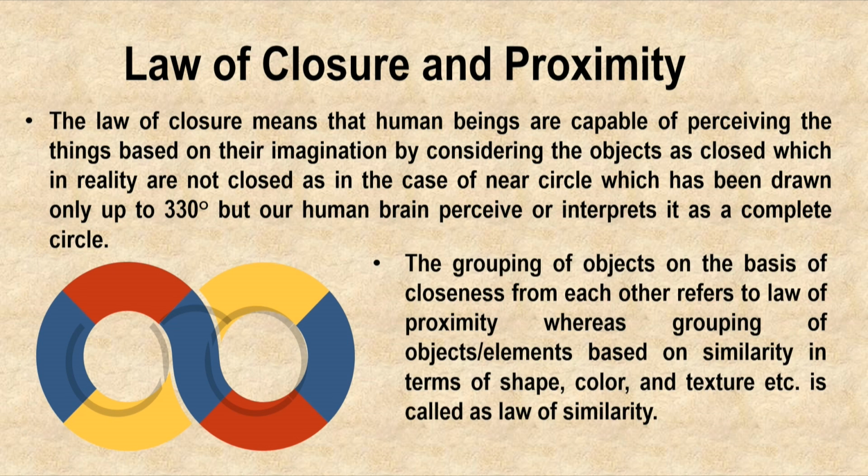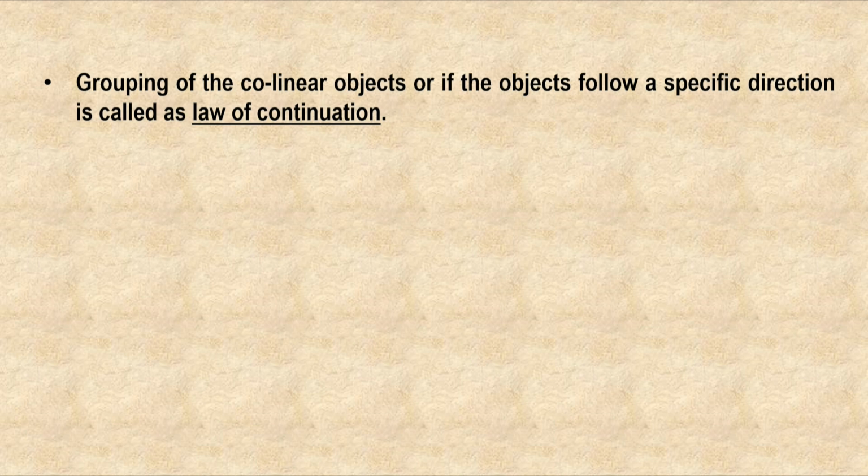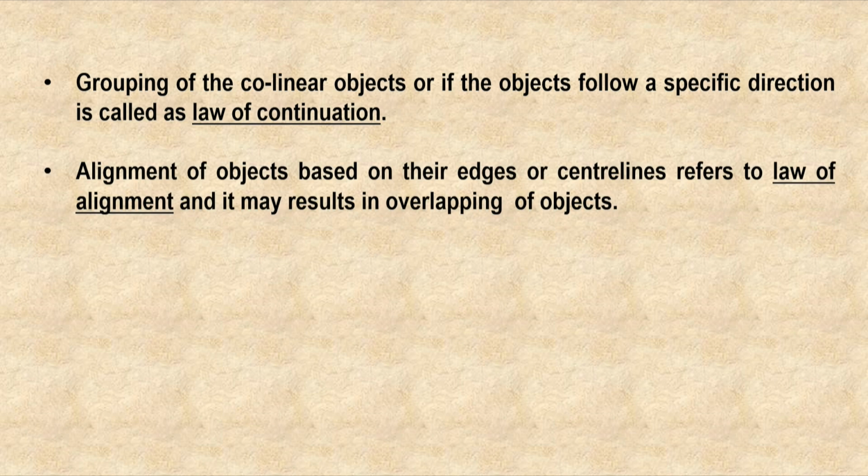The grouping of objects on the basis of closeness to each other refers to the law of proximity, whereas grouping of objects or elements based on similarity in terms of shape, color, texture is the law of similarity. Further, grouping of collinear objects, and if the objects follow a specific direction, comes under the next law of continuation. And if we are using alignment of objects based on their edges or center lines, then it refers to the law of alignment, and it may also result in overlapping of the objects.